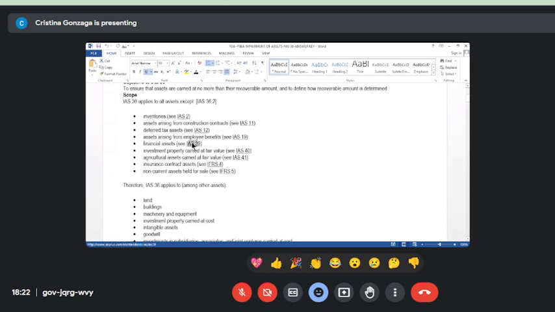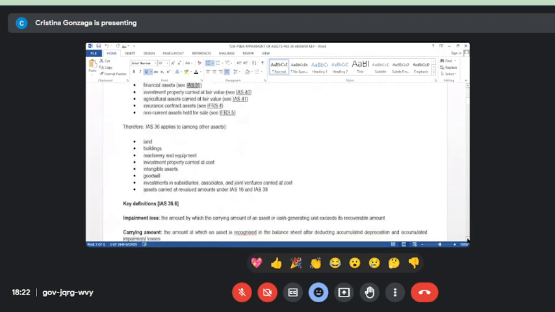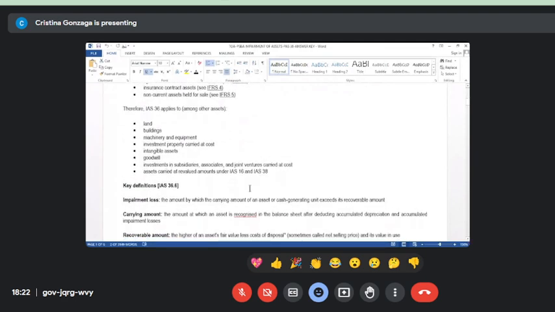Kasi may impairment din. We will also record impairment, but using their specific PAS and not PAS number 36. Okay? But for all others na walang specific, PAS 36 is applicable. Okay? Now, you have key definitions.